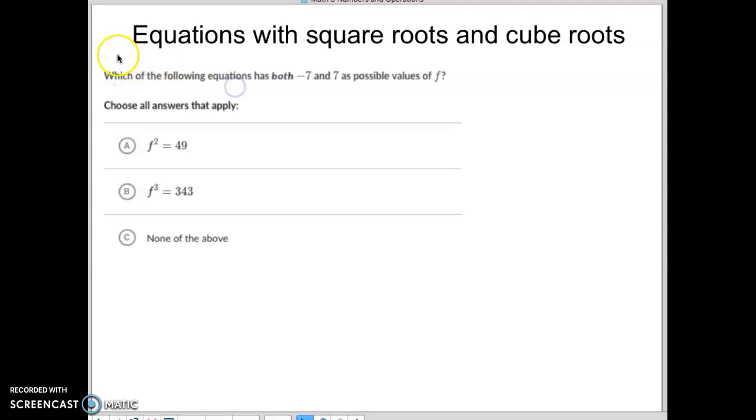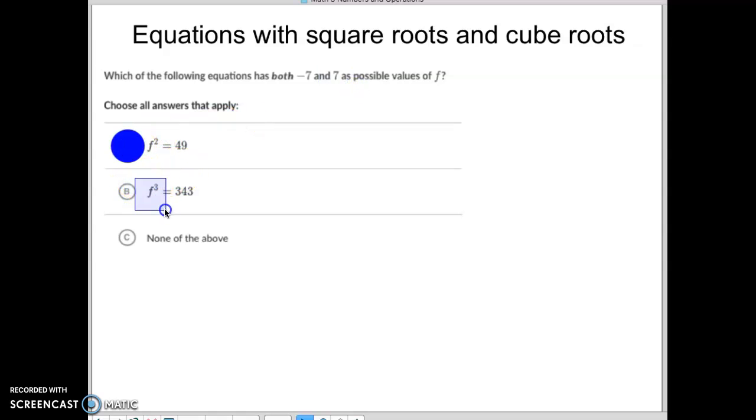They want to know which of the following equations has both -7 and 7 as possible values of f. So think about this. If we took -7 and we squared it, -7 times -7, a negative times a negative is a positive, and 7 times 7 is 49. So -7 could be 49. If I also took the other one, 7 squared, 7 times 7 is also 49. So this one definitely works.